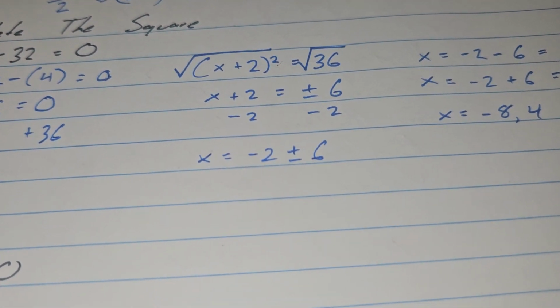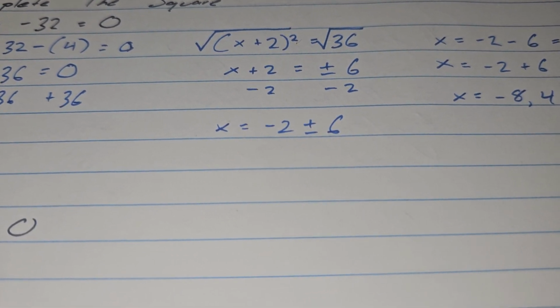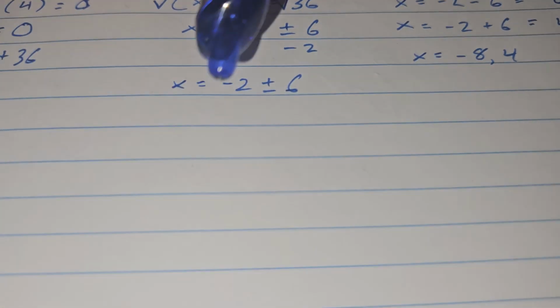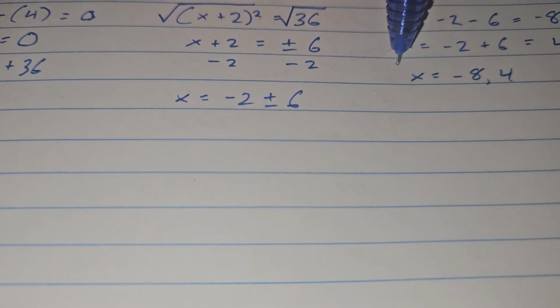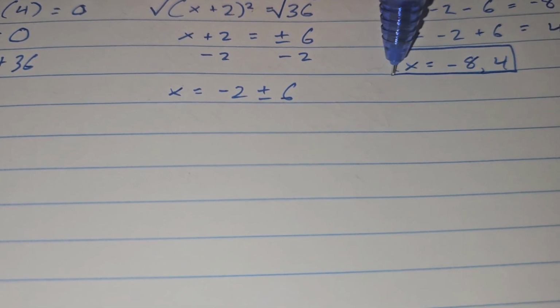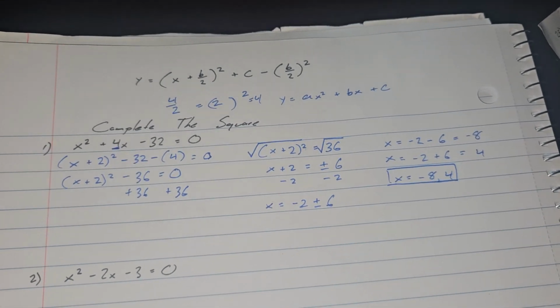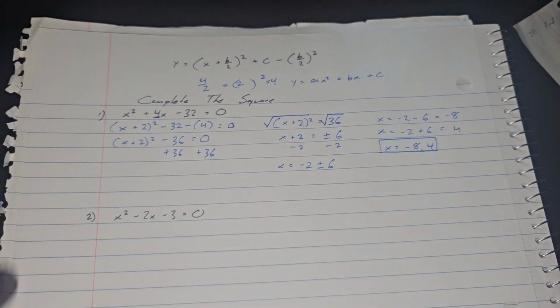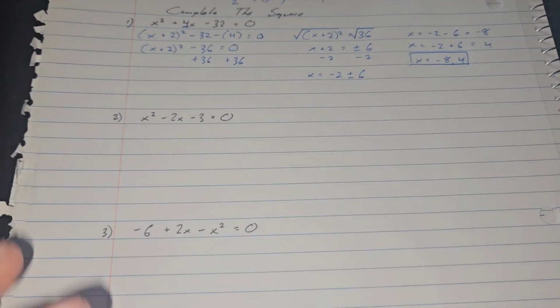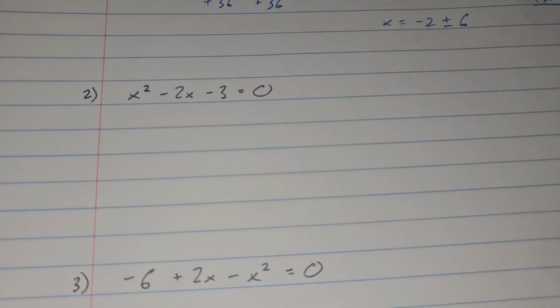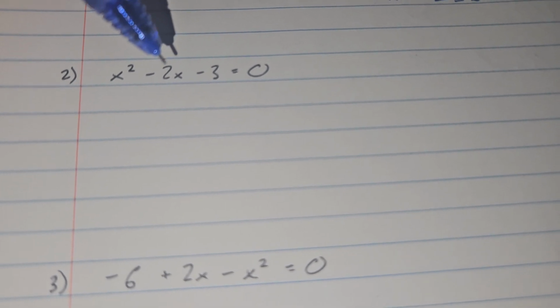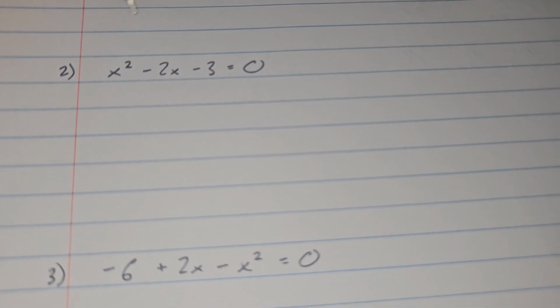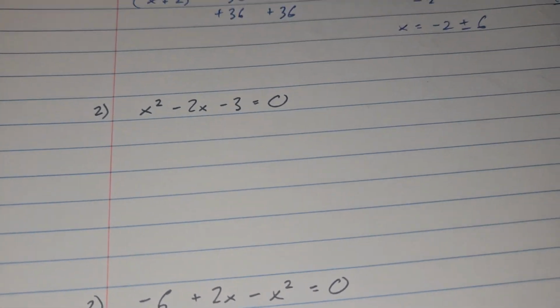Hold on a second, let me check my answer. X is equal to negative 8 and 4. So my answer seems to be correct. Let me go ahead and check real quick. Yep. So that is how you complete the square for number 1. Let's go ahead and do number 2. Number 2 states x squared minus 2x minus 3 is equal to 0. So let's go ahead and apply the formula that we learned here.